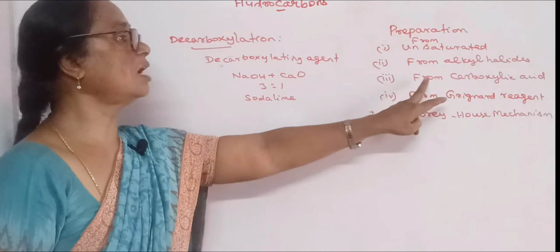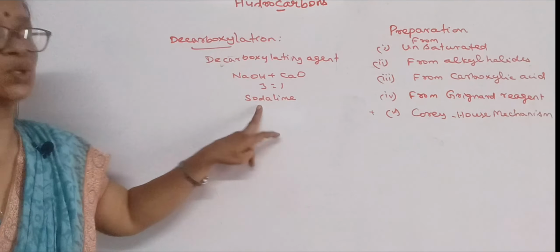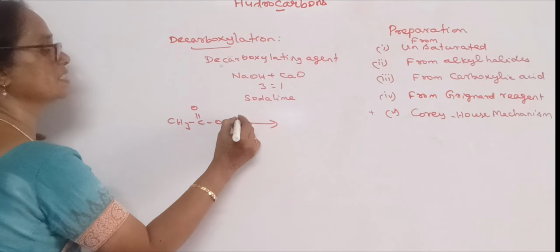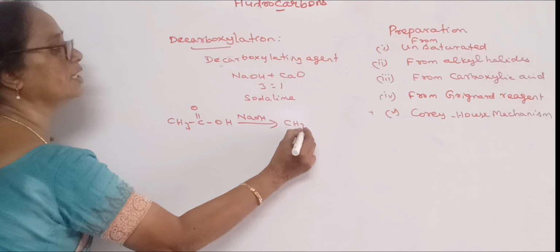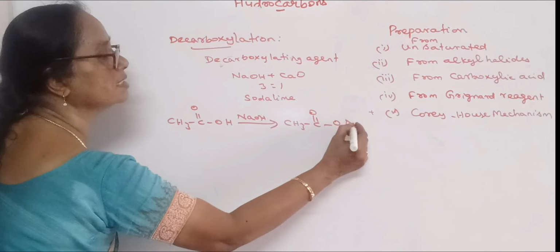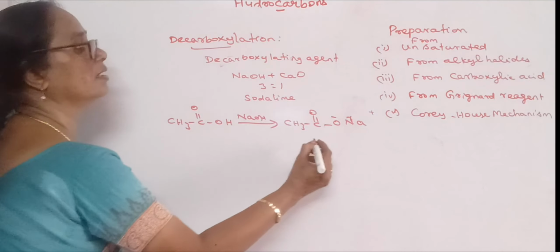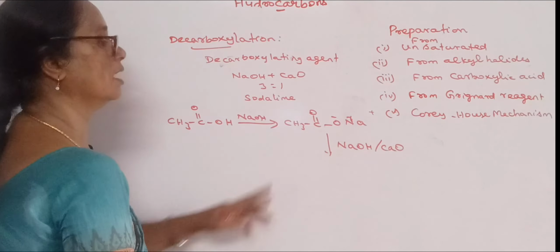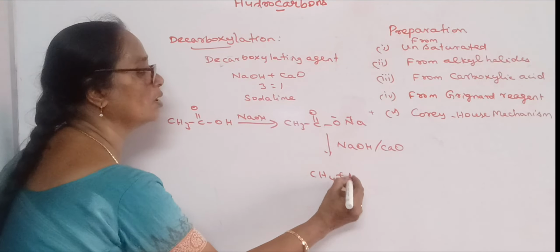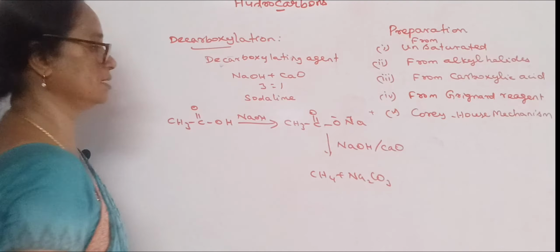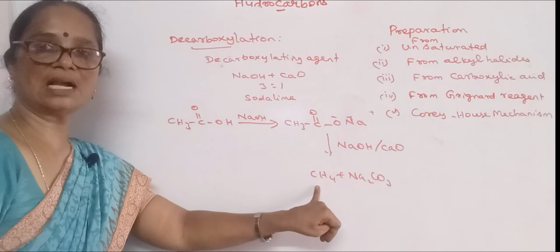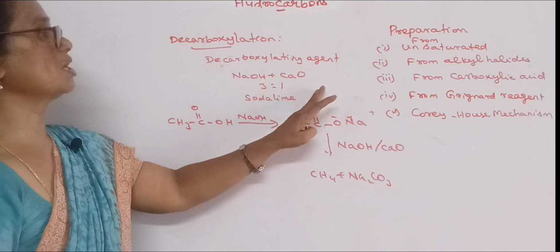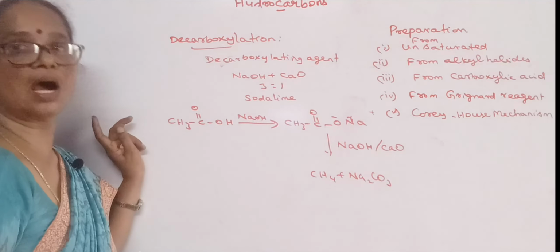So when the sodium salt of a carboxylic acid is heated with soda lime, let us take CH3COOH. First of all, it reacts with the sodium hydroxide to form its salt. So CH3COONa I am getting. This is then treated with sodium hydroxide and calcium oxide, where I will get CH4 plus Na2CO3. See that? I am going to have only the compound having 1 carbon. So this is just decarboxylation of the sodium salt of carboxylic acid.